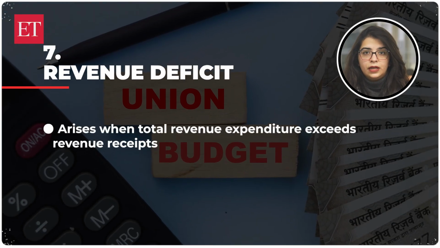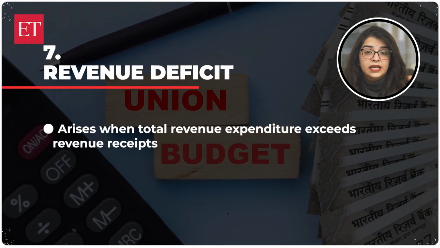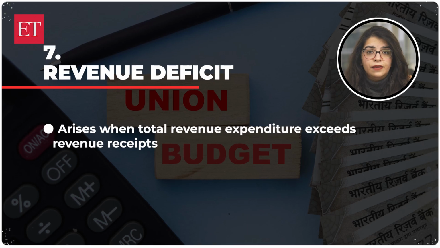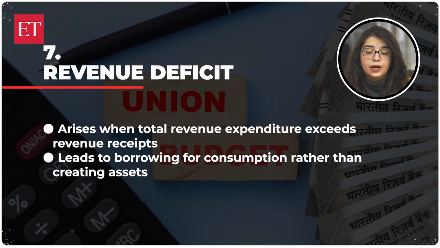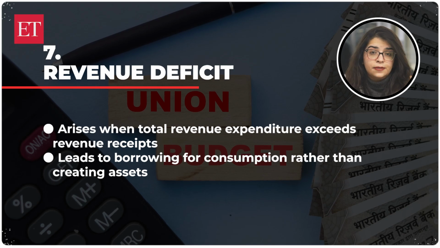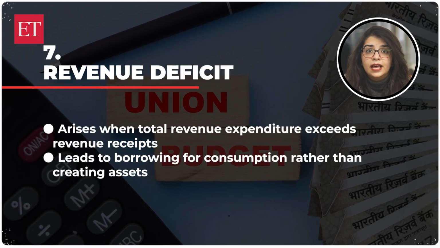So a revenue deficit occurs when the government's total revenue expenditure exceeds its revenue receipts. This happens when the actual amount of revenue does not correspond with the budgeted revenue. This is also an important control indicator because if the revenue expenditure disbursement exceeded receipts, the government will have to borrow. Now, such borrowing is considered regressive as it is for consumption and not for creating assets.